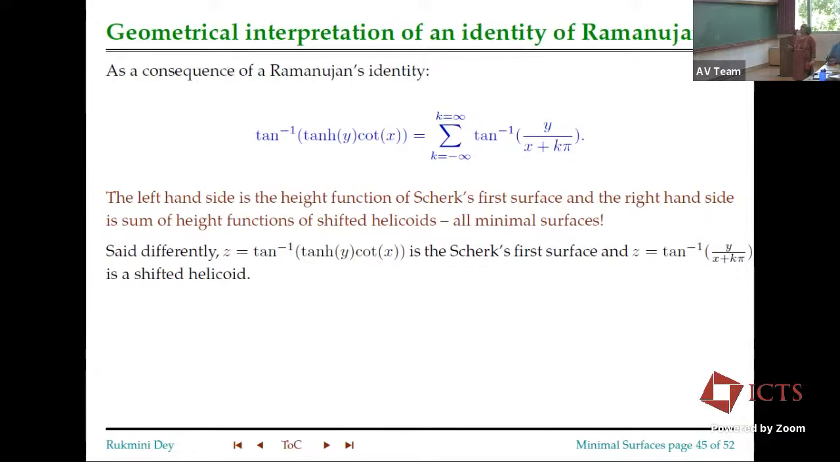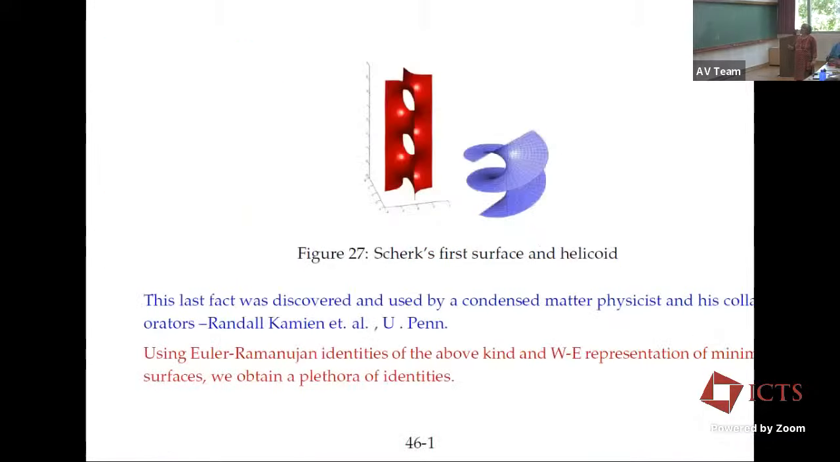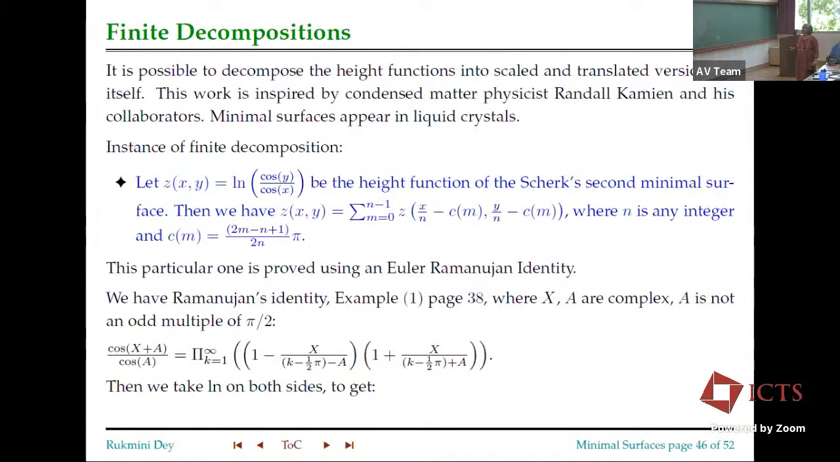So tan inverse tanh y cot x is the summation of this. So this was used in, I don't know whether it was discovered by them, but condensed matter physics, this is very useful. These helicoids correspond to screw dislocations, and these are liquid crystals, you see surfaces like this. So we also use them, and there it's also possible to do finite decompositions.